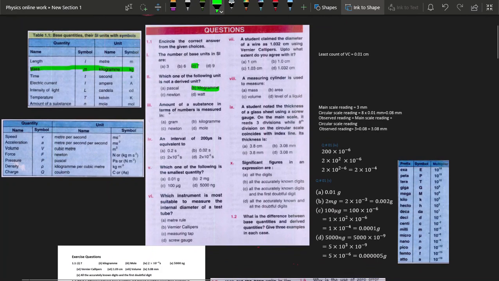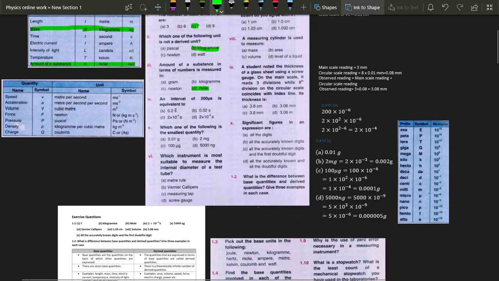Now next is amount of a substance in terms of numbers. So amount of substance in terms of number is measured in moles. So the correct option is moles.